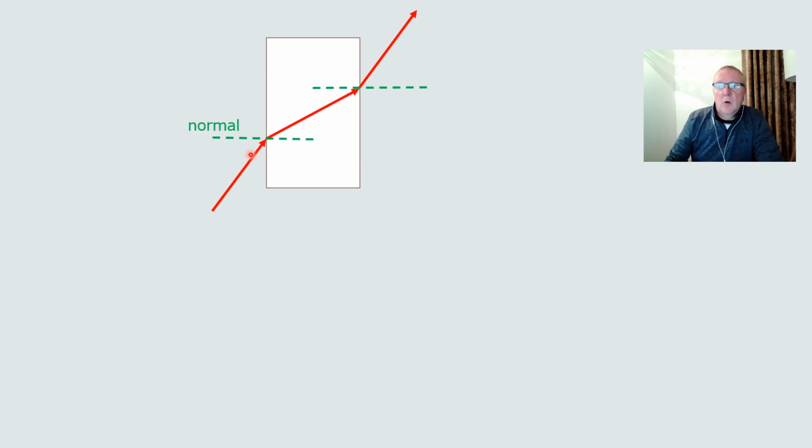So there's your normal, both normals this time on both surfaces. Remember, the normal is just a construction line. It's not actual light or anything like that. It's just a line to help you with the angles. And it's at right angles to that boundary between the air and the glass. And the same thing at the other surface. Remember, angles in physics are always measured between the ray and this normal. And so that's your angle of incidence. There's the angle of refraction. And going from air to glass, or less dense to more dense, the angle of refraction is always going to be smaller than the angle of incidence.